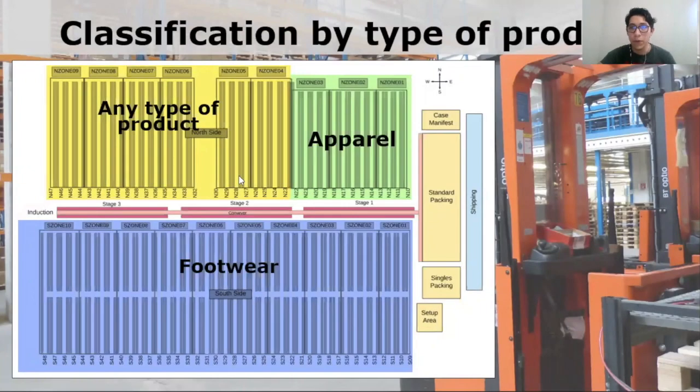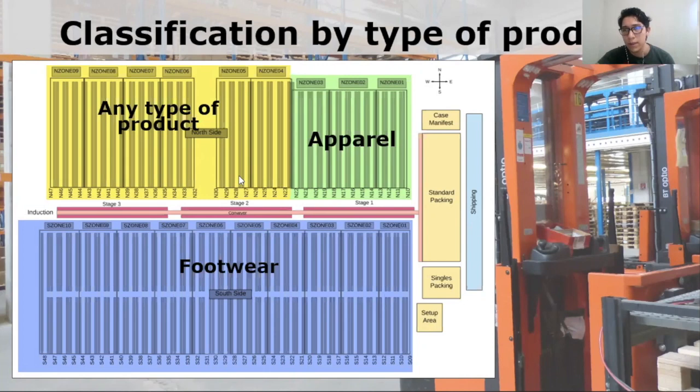This is the first proposal, and it's a solution to a situation explained in the problem statement, which is that the distribution of the products is random. Any area can have footwear as well as apparel items. We proposed a distribution by type of product that solves this problem, as the majority of orders and the biggest size of orders are for footwear.